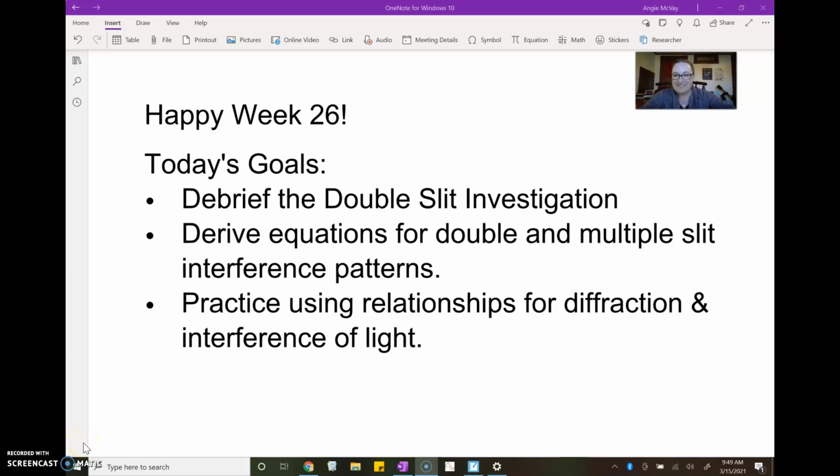Hello, happy week 26. Today we're going to debrief the double slit investigation from asynchronous class and come up with a relationship that governs wavelength, slit separation, and distance to the screen with slit separation for a double slit diffraction grating. And then we'll derive an equation for double slit and multiple slit interference patterns. And then finally, I'll ask you to do a little practice using these relationships for the diffraction and interference of light.